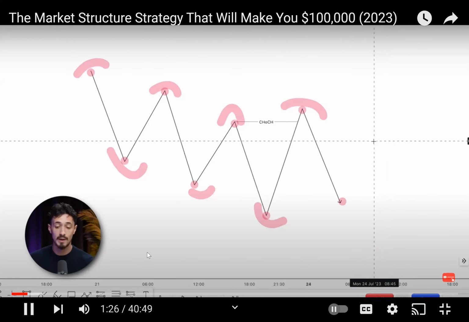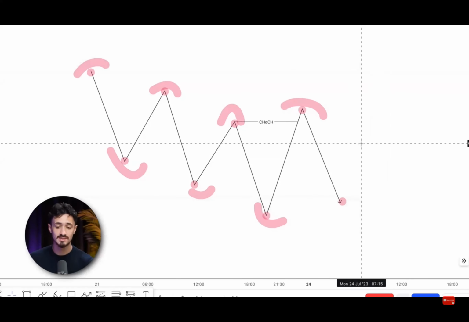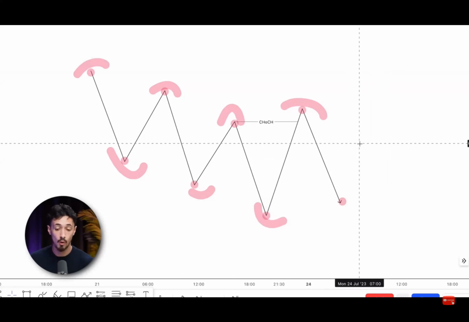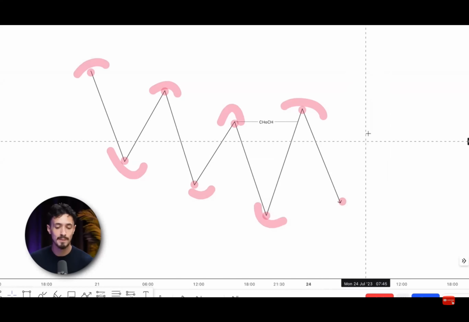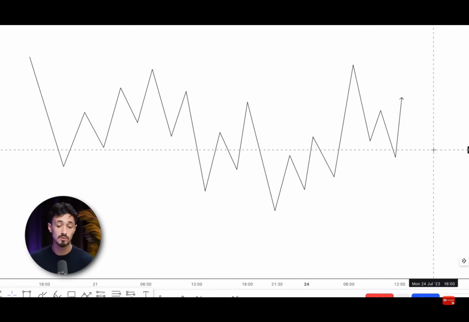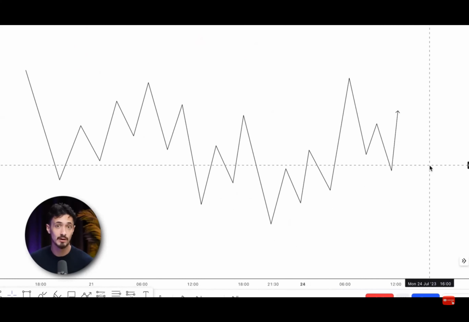It is our job as a trader to be able to understand where the market is heading before the market gets there. This gives us an insane edge over the market. Now, that's basic. Let's take a look at something that is a little bit more advanced, but also more realistic.